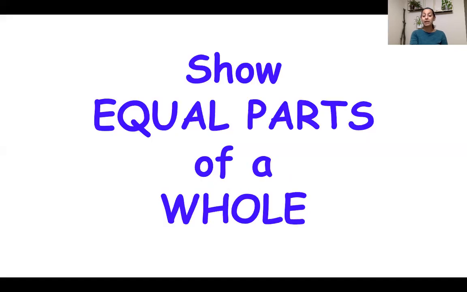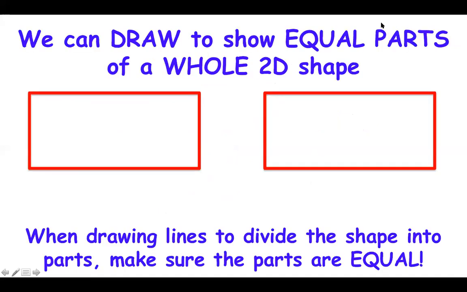All right, friends, so today we're going to show equal parts of a whole 2D shape. We can draw to show equal parts of a whole 2D shape. When we're drawing lines inside of 2D shapes to divide them into parts, we have to make sure that the parts are equal. That's the most important thing. We have to make sure that the parts are equal. Let me show you what I mean.